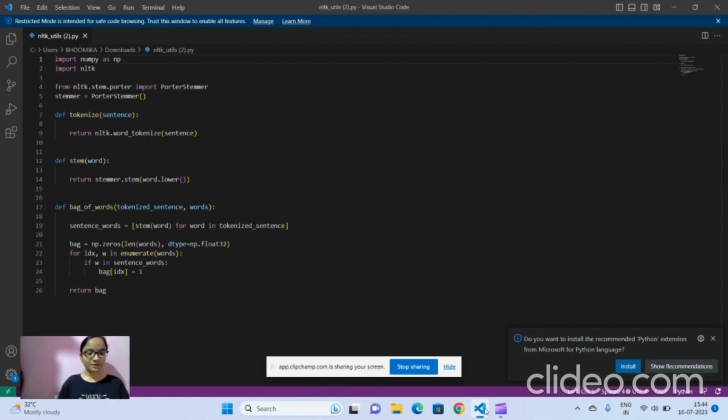Firstly, let us talk about the tokenization function. The tokenization function is nothing but splitting a string into meaningful units. This can be understood clearly through an example, so let us discuss an example.